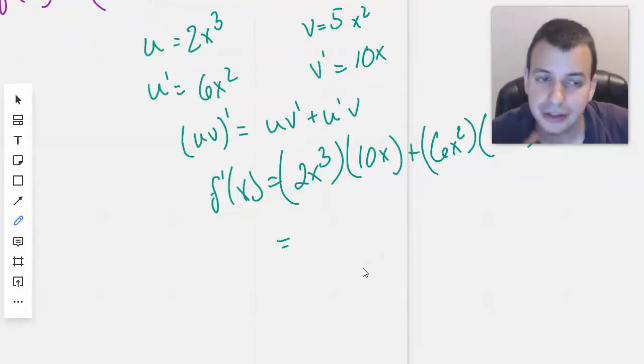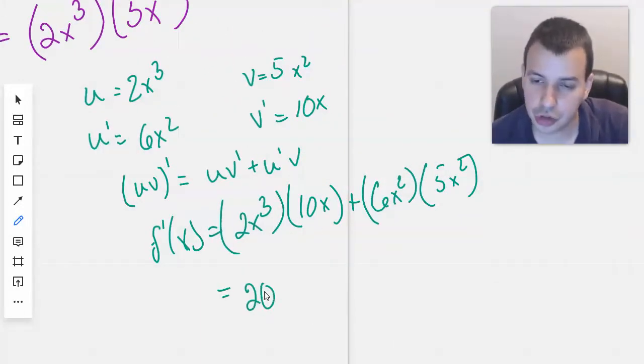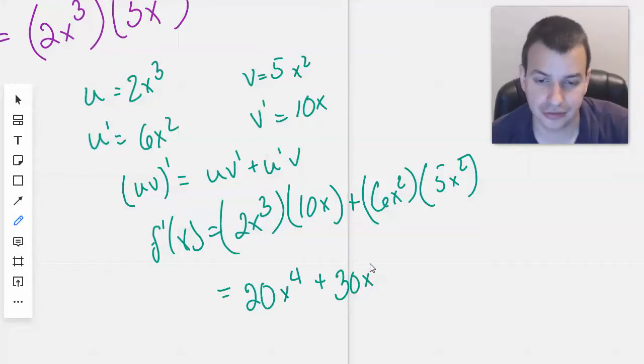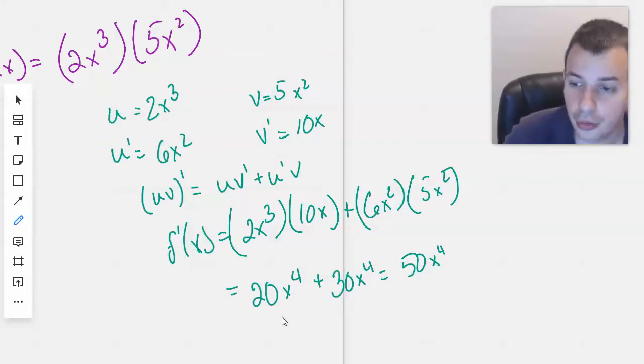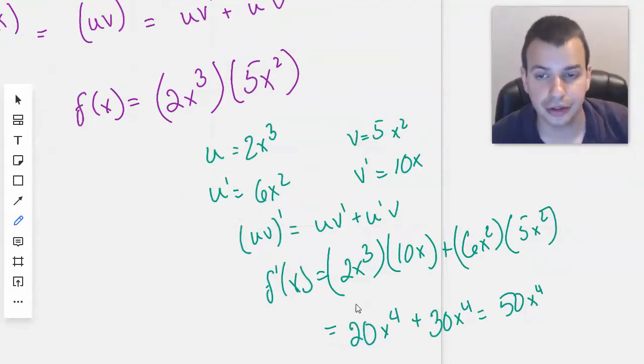And then here we multiply these out, we have 20x to the fourth, plus 30x to the fourth, which gives us 50x to the fourth. Okay? So the derivative of 2x cubed times 5x squared will be 50x to the fourth.